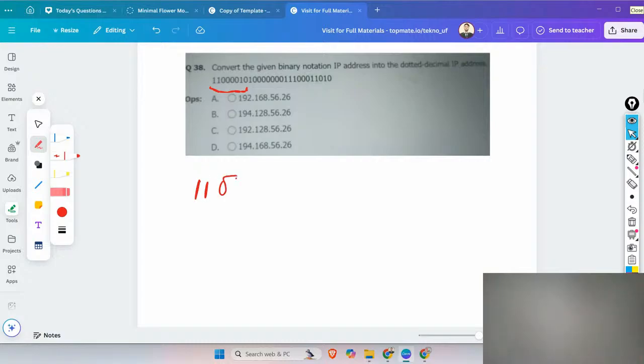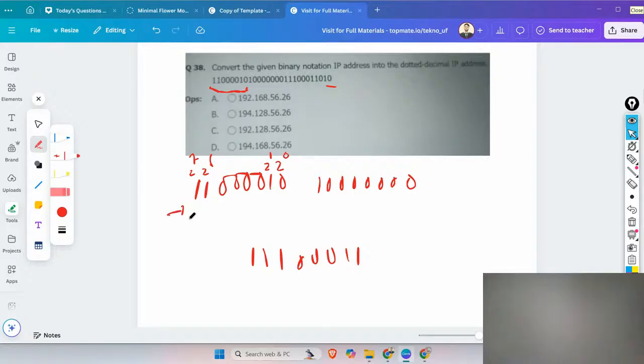So the first octet is 11000010, and then the next octet is 10000000. Then the next octet is 100011, and then the next octet is this. Now the question is how to convert this. You just multiply by 2 to the power 0, 2 to the power 1, 2, 3, 4, 5, 6, and 2 to the power 7.